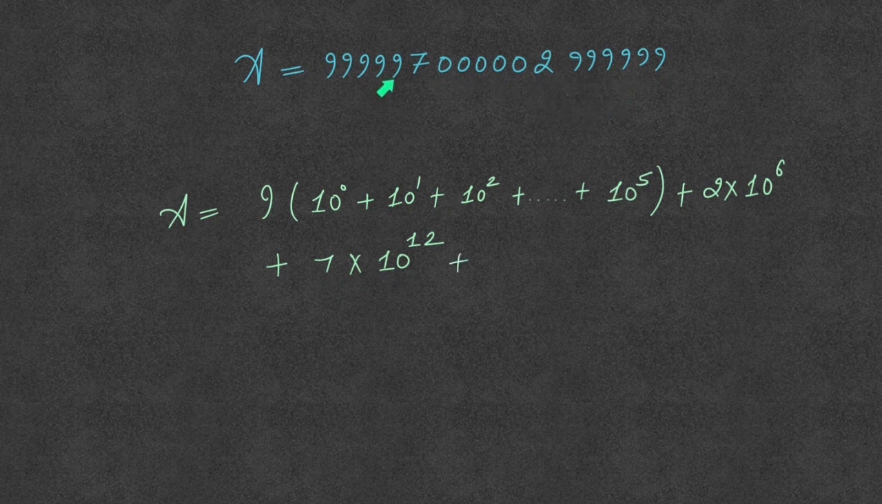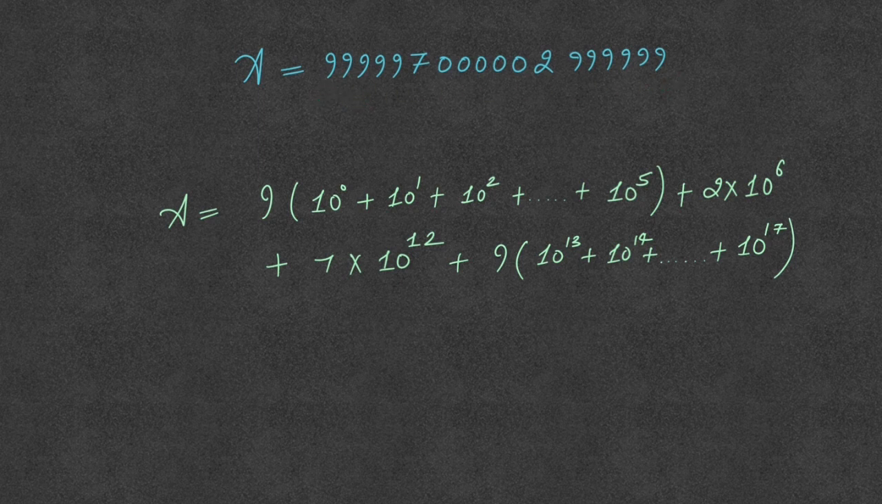Now this 9 is at the 14th place. Here it is 15th, 16th, 17th, and 18th place. So these 9s can be written as 9 into 10 raised to power 13 plus 10 raised to power 14 plus so on up to 10 raised to power 17. This entire expression is the breakup of this number actually.